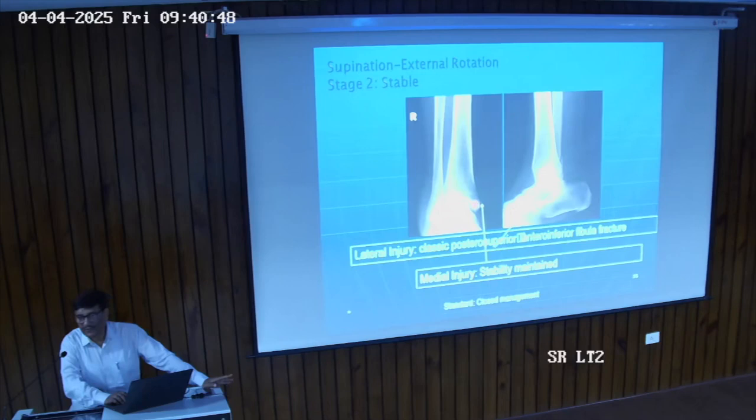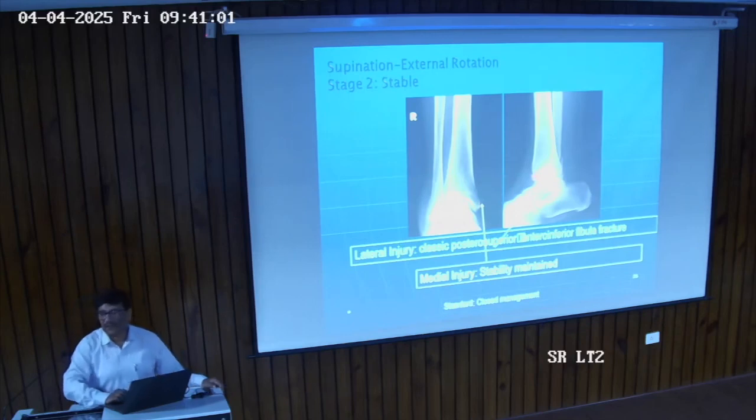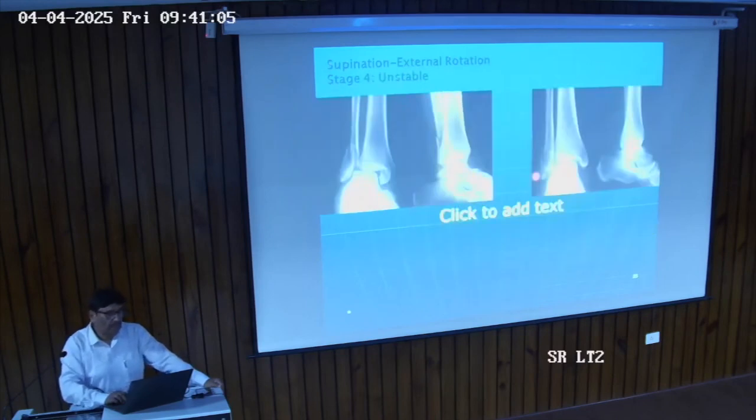Standard closed management, that means plaster management, we have ensured by excluding stage 4. If it is stage 4, which the X-ray may appear like this only, and you give plaster treatment, then it would be a failure. So this is stage 4 injury.